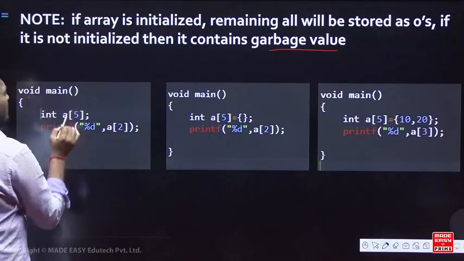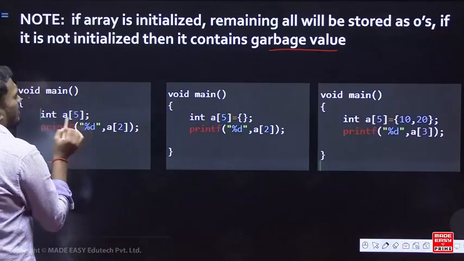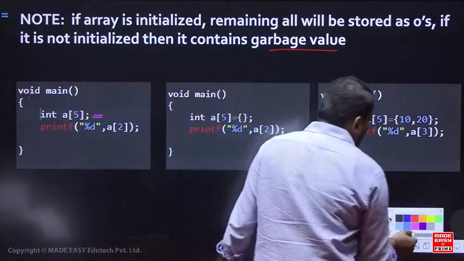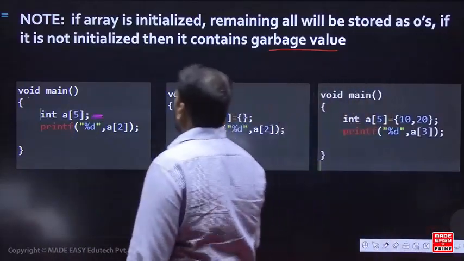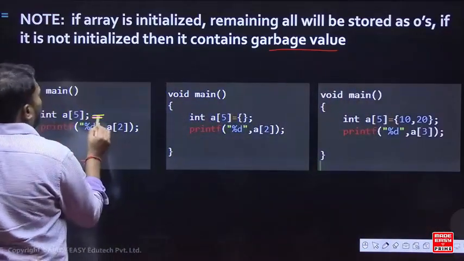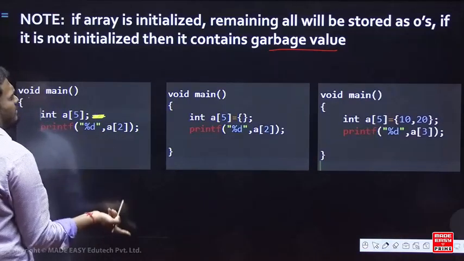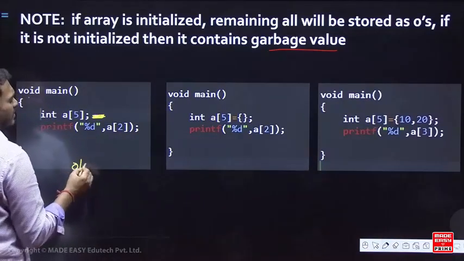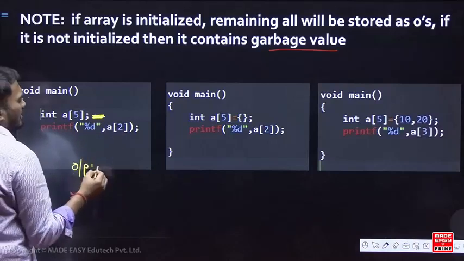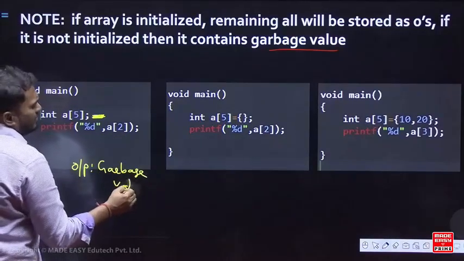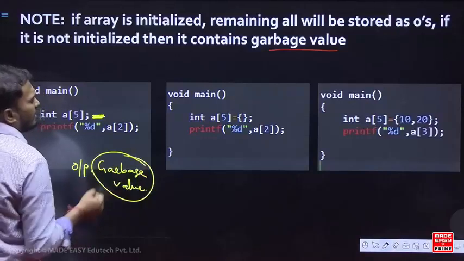In void main, tell me, is initialization done? No, initialization is not there, because the equal to sign is not there. If the equal to is there, that is the meaning of initialization. Here there is no initialization, so by default it contains garbage value. So when you print a of 2, it will give you garbage value. Someone may be thinking, what is the meaning of garbage value?